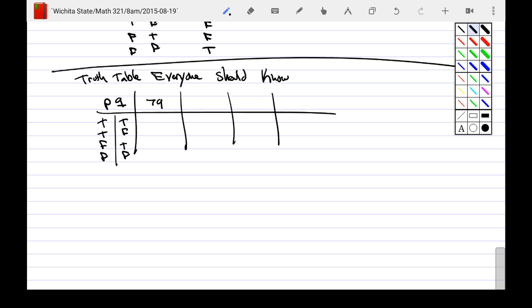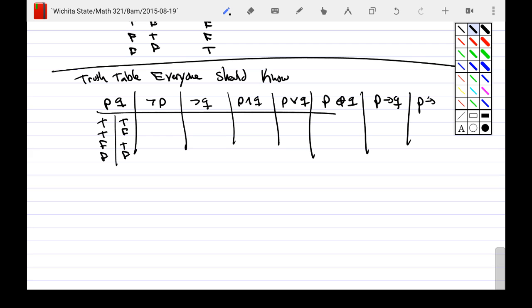And then I want to have, like, what's not P? Whoops. What is not P? What is not Q? What is P and Q? What is P or Q? What is P implies Q? What is P if and only if Q? So what truth table do I want you to be able to do? A single truth table that has in it every operation.